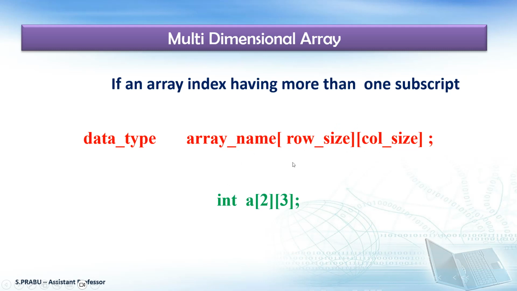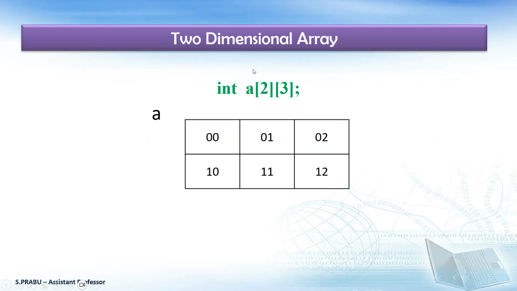First subscript is called row value. Second subscript is called column value. Once we create a two-dimensional array, it should look like this. Total number of values can be calculated by multiplying row and column value. 2 into 3, 6. Totally, 6 variable memory locations can be created under the same name called A.